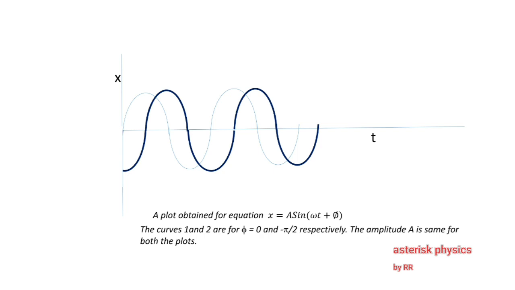That is, if the first variation is represented as x is equal to A sine omega t, then the second curve will have the equation x is equal to A sine omega t minus pi by 2. And these two variations have the same amplitude. So in this way, you can plot different patterns with different amplitudes and different phases.